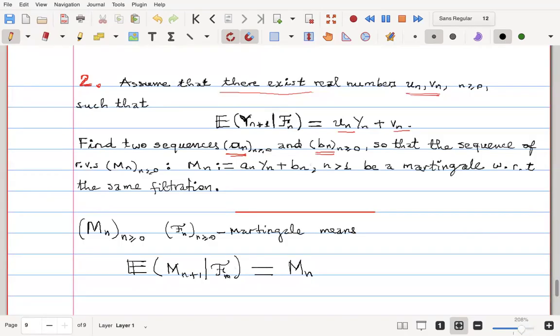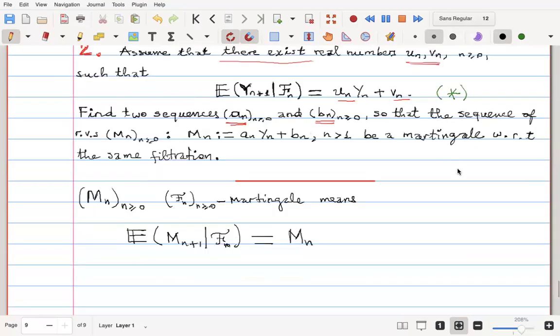Now, what does this mean? Let's write this in detail, knowing that this is equal to that, right? So this is given, Yn. Because in the expression, you see that if you write Mn plus 1, we get Yn plus 1, right? And then in that substitution, we will use this property here. Let me denote that property by star.